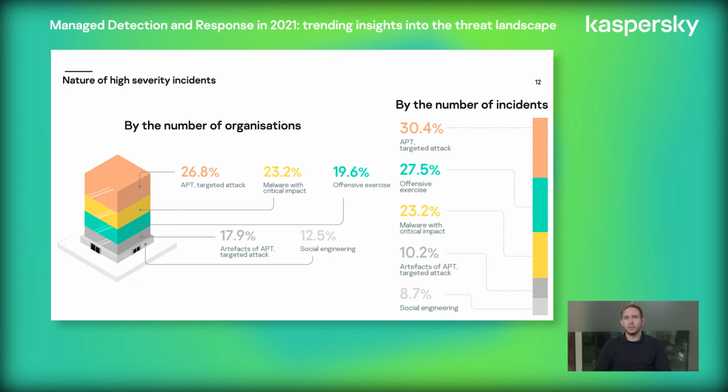We can see the overall number of organizations affected by different types of high severity incidents on the left and the overall number of such incidents on the right. It's interesting to note that almost 1/3 of all reported high severity incidents were related to real human-driven targeted attacks, and more than 1/4 of organizations experienced this type of attack. On the second and third places were malware outbreaks and offensive exercises. Artifacts of previous attacks and social engineering conclude the statistics.